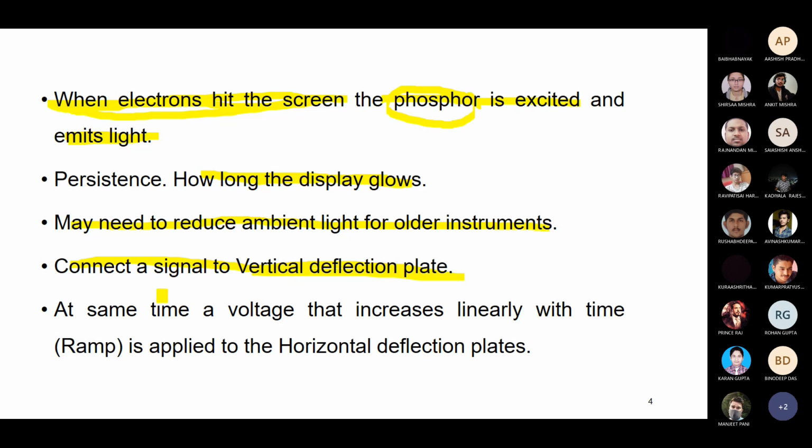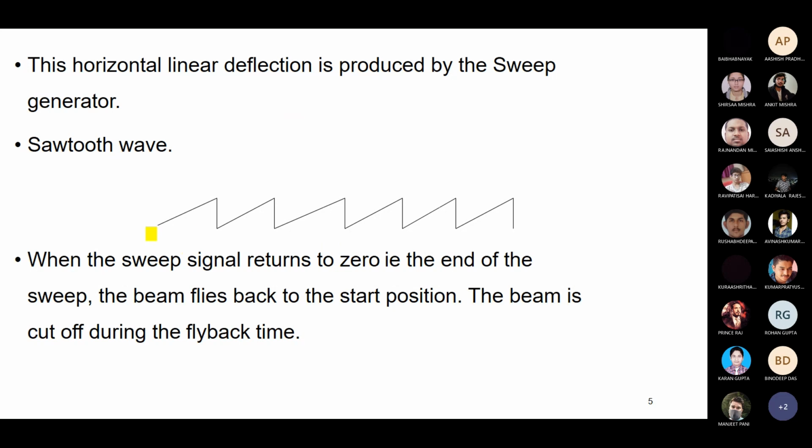At the same time, a voltage that increases linearly with time, that is the ramp voltage, you are providing to the horizontal deflection plate. So for the horizontal plate, what type of voltage do you need to give? You are giving ramp voltage. So the nature of the voltage is ramp. You can see the ramp type of voltage. This ramps up, then goes straight down, which is known as sawtooth. So this is the ramp type of voltage, known as sawtooth.